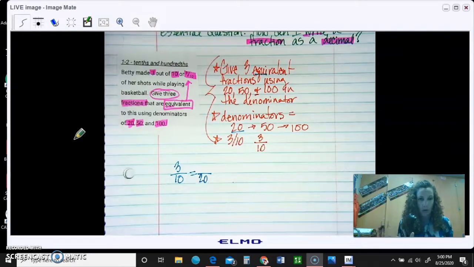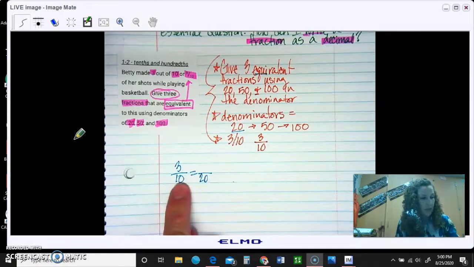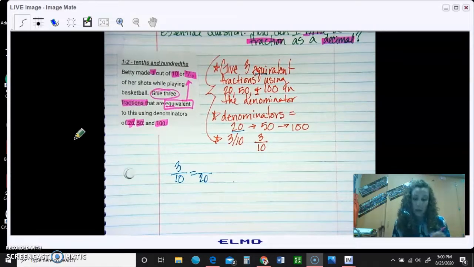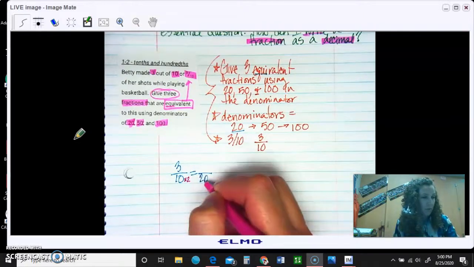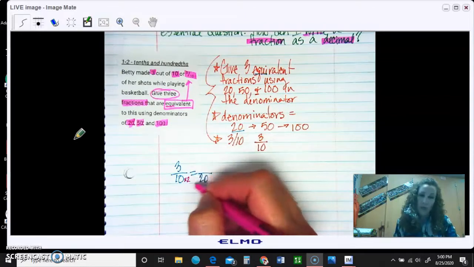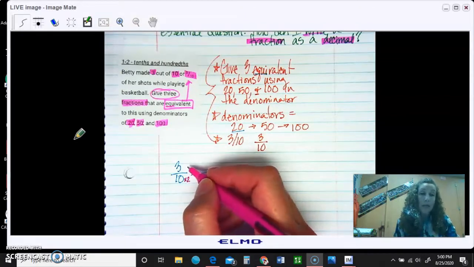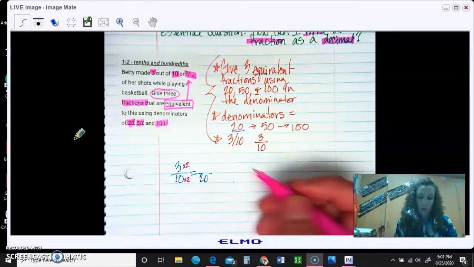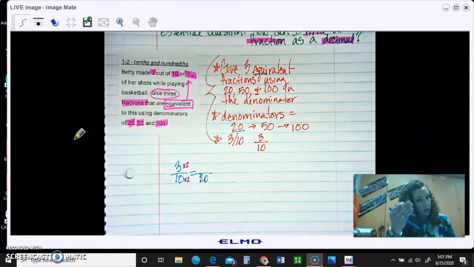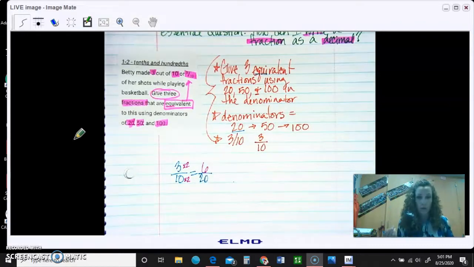Well, I have to figure out what the equivalent is for the numerator. So I have to ask myself, 10 times what equals 20? 10 times 2 equals 20. So whatever you do in the denominator, you must also do the exact same thing in the numerator. So we say 3 times 2. Well, 3 times 2, you should know it, 6. So there's our first part of our answer.